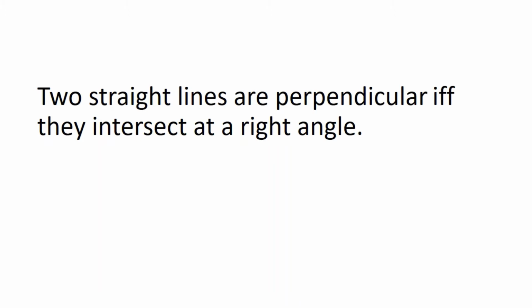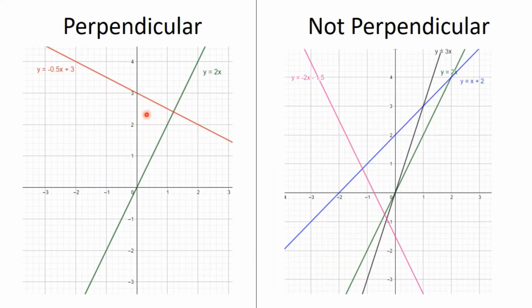As an example of what I mean by this, here we have two perpendicular lines. I can tell that these two are perpendicular to each other because they cross at a right angle. If I look at the angle between these two lines here, I would find that that was 90 degrees.